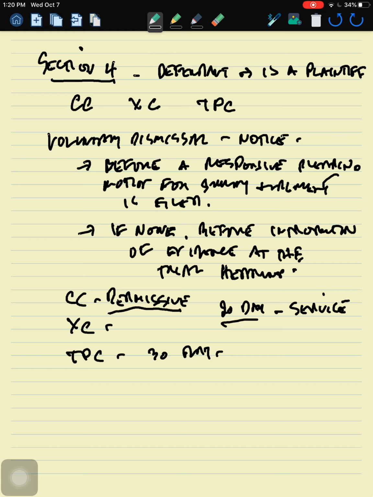So, what is being referred to? A permissive counterclaim, a cross-claim, and a third-party complaint, where the defendant is the plaintiff. So he can voluntarily dismiss it in the same manner as an original complaint, and that is by way of a notice of dismissal. What is confusing is the second phrase that appears in the rule, that if none before introduction of evidence at the trial or hearing.